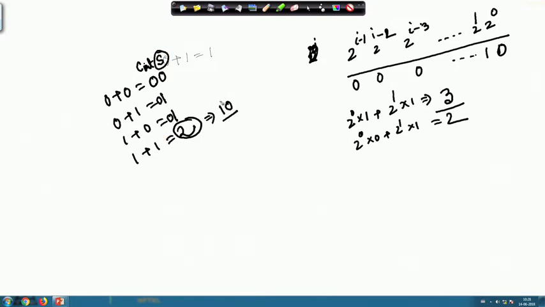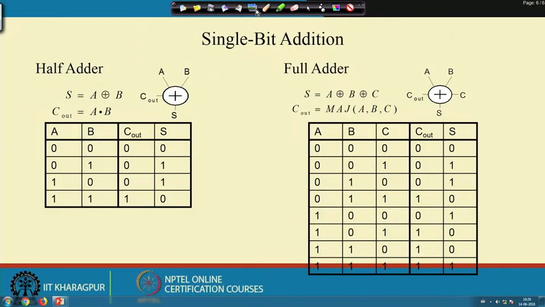Whenever I am adding 1 plus 1, at that time the sum is 0 and the overflow bit is nothing but this carry bit. So, this is the single bit addition operation, the half adder operation. Here we are considering only two particular bits, A and B, which give me a sum and C out.